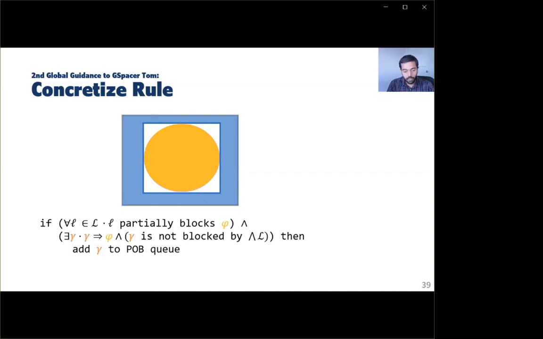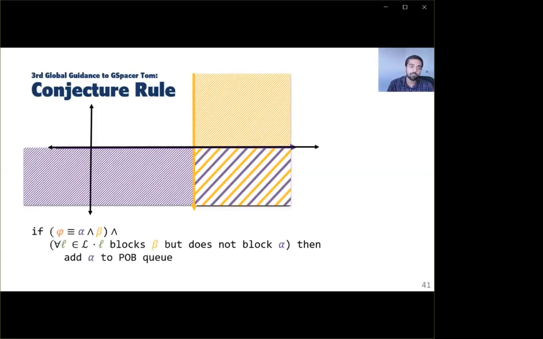In the paper, we explain in detail what exactly we mean by terms like partially blocks and how to under approximate a proof obligation for the theory of linear integer arithmetic. Please read the paper for such details.